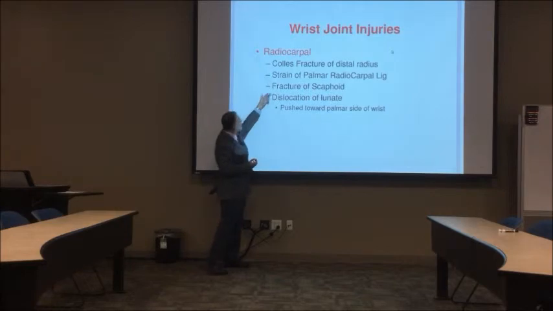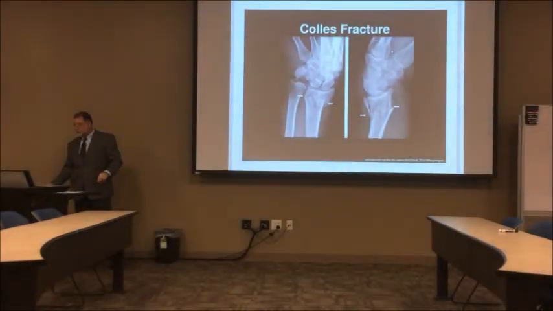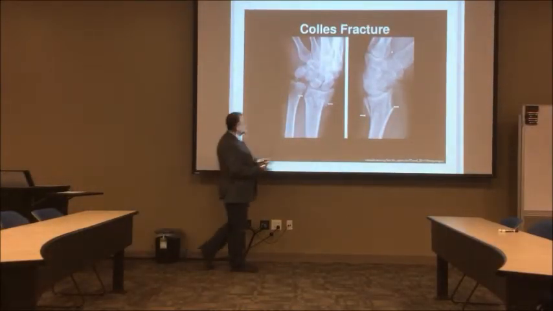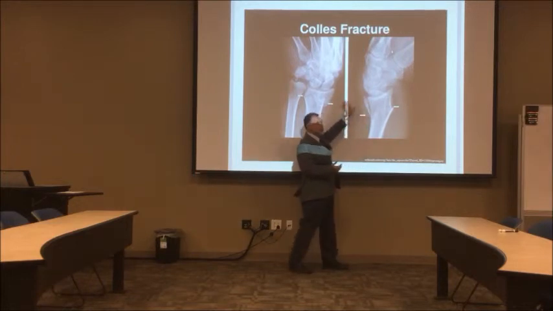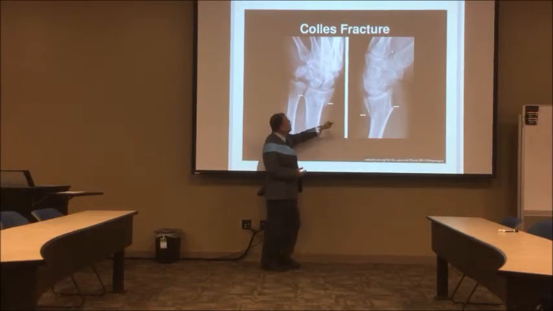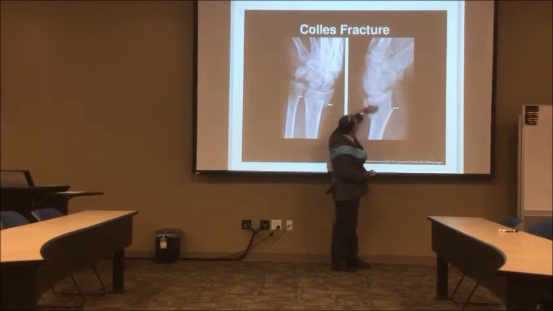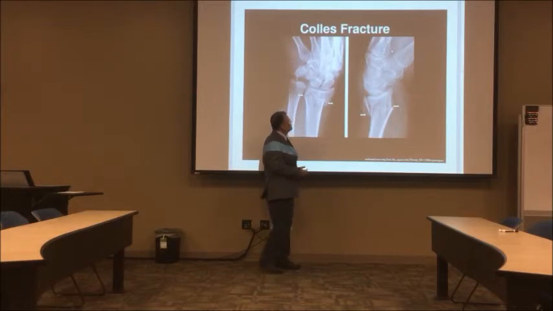You can also have a fracture of the scaphoid, or a dislocation of the lunate, or a dissociation between those two bones. Here's a Colles fracture, because you can see the distal fragment going dorsally. So this is a dorsal or posterior displacement. You can see the lunate here, with the shape of a half moon. That's the thumb. This is the rest of the metacarpals.